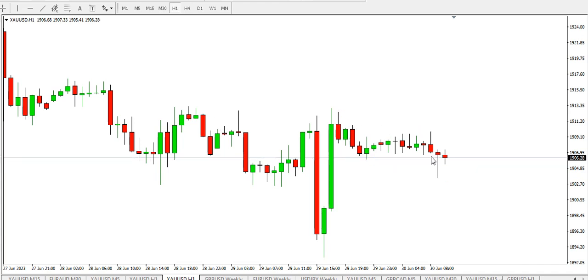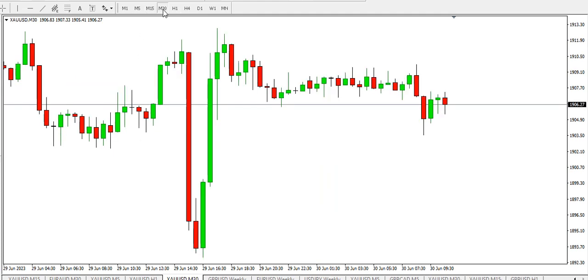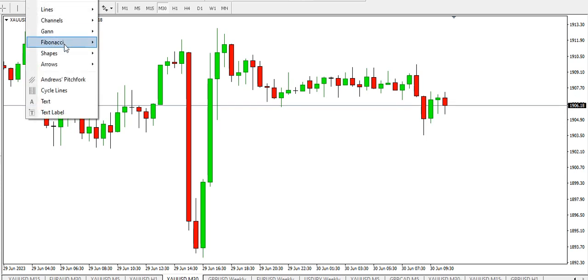More like a bullish flag pattern forming on the screen. Okay, let's take a look at the 30 minutes time frame. If price is going to drop, we have this particular order block on the 30 minutes time frame for gold.